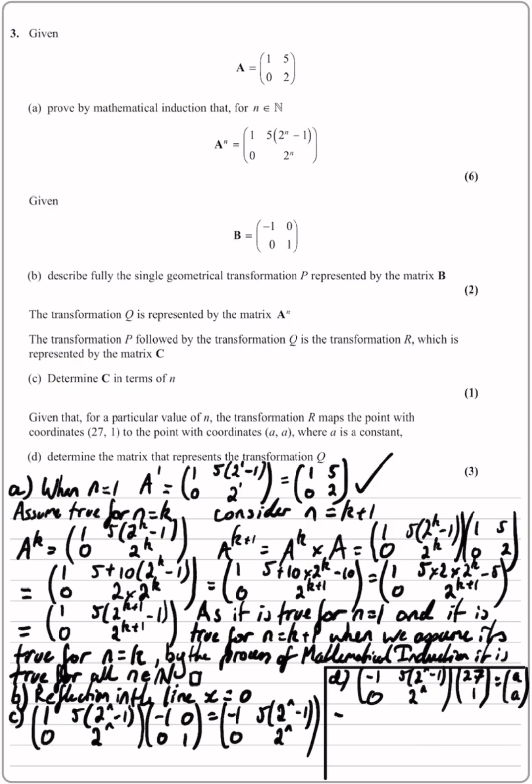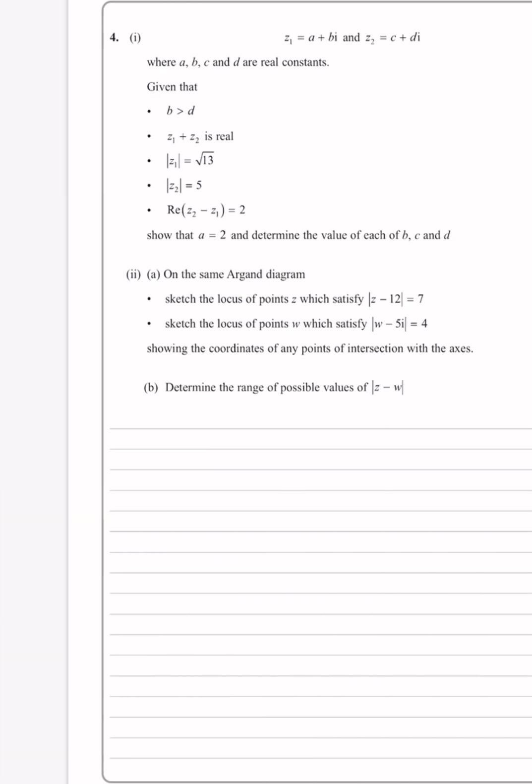So we've got negative 1 lots of 27 plus 5 lots of 2 to the n minus 1 times 1. That's going to be equal to A, but A is also equal to 0 times 27 plus 2 to the n. So our minus 27 plus 5 lots of 2 to the n minus 1 will be equal to 2 to the n. Expand that out, bring the 2 to the n's to the left and the non-2 to the n bits to the right. We get 4 times 2 to the n is 32, so n is equal to 3. Substitute that into our matrix. That's our matrix for A. When n is 3, we get 1, 35, 0, 8.